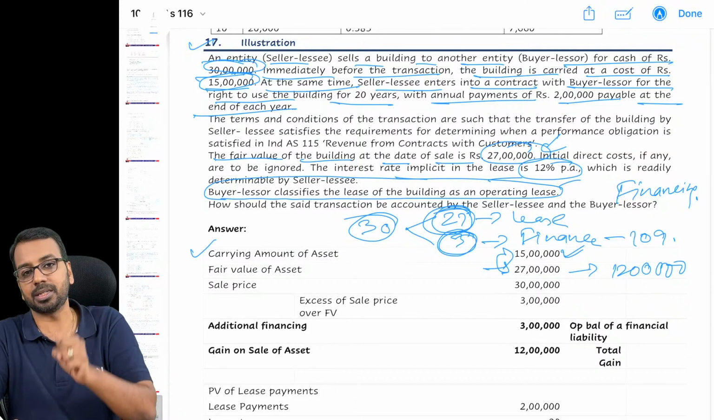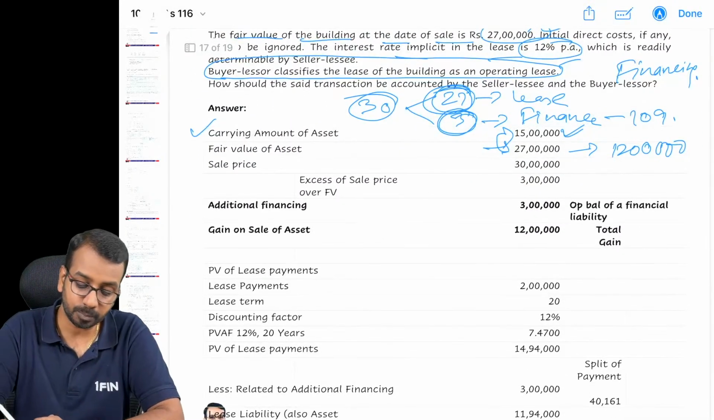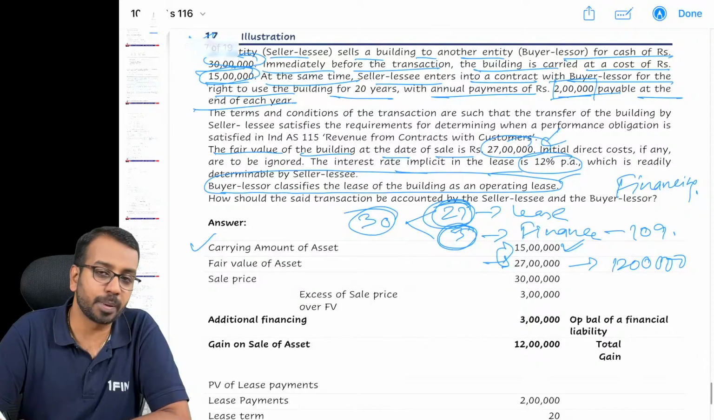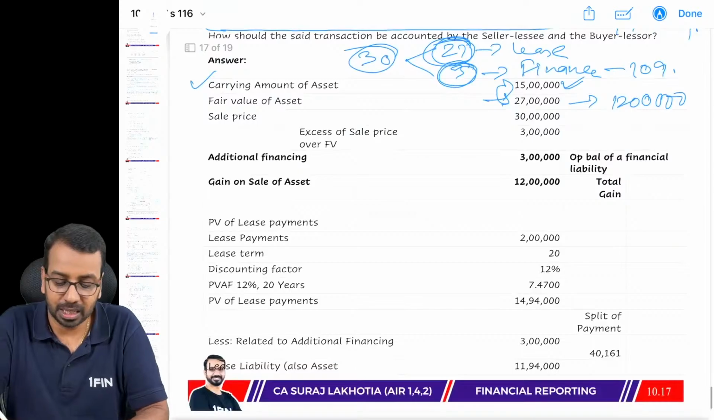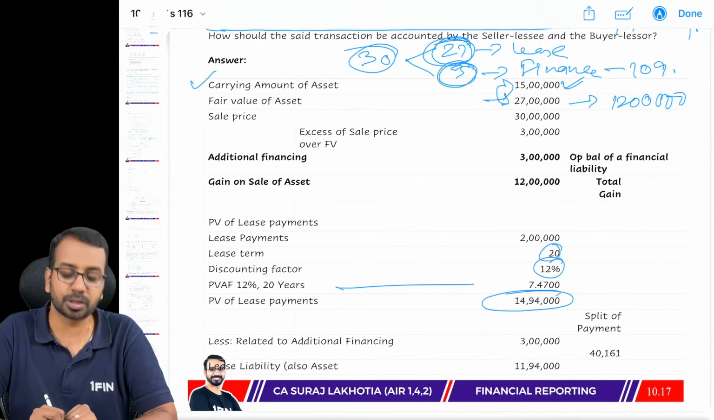Extra 3 lakhs will be considered as a loan transaction. Okay, so 2 lakhs is the amount payable. This 2 lakhs includes lease as well as loan repayment. If you calculate the present value at 12%, you get 14,94,000.